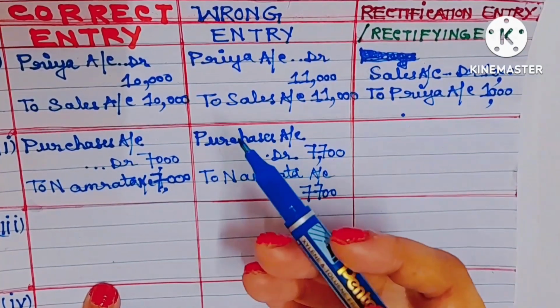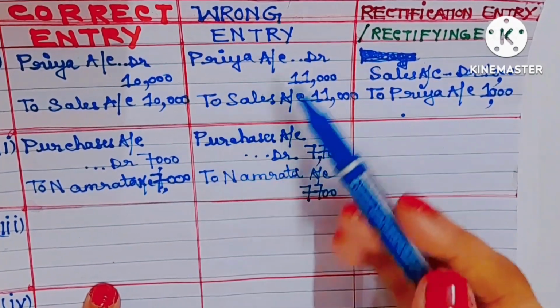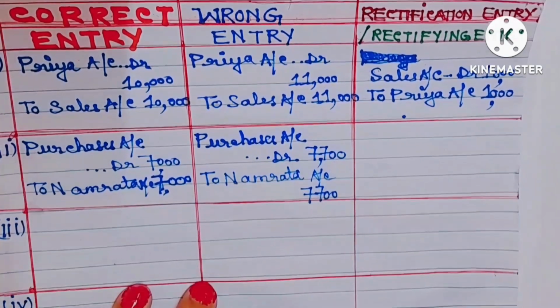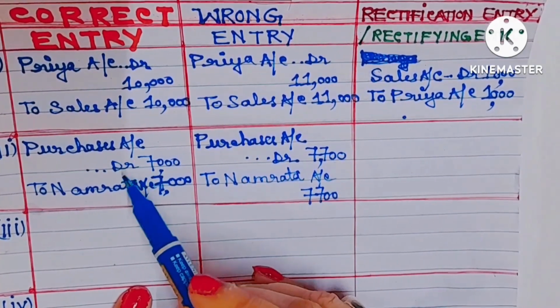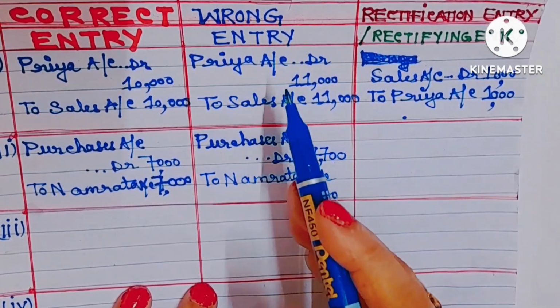Let's see the debit side first in the correct entry. Purchases account debit 7,000. Let's see the debit side in the wrong entry. Purchases account debit 7,700. So see, purchases account debit, this is correct in the correct entry. Purchases account debit, this is also correct in the wrong entry.